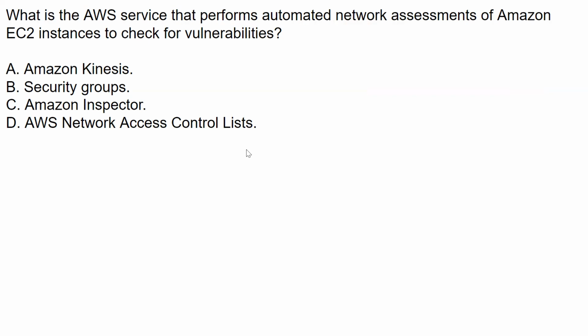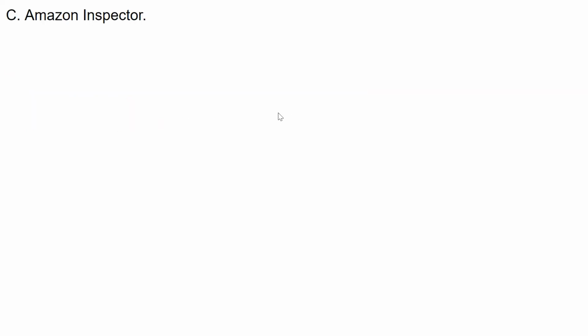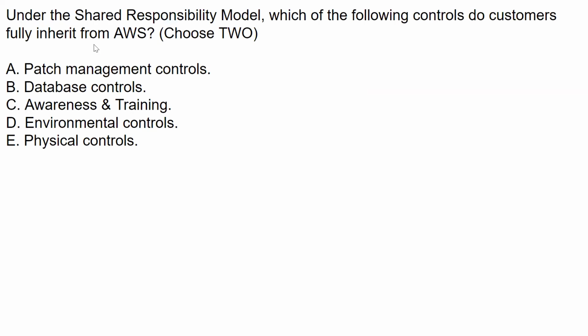What is the AWS service that performs automated network assessments of Amazon EC2 instances to check for vulnerabilities? Kinesis, security groups, Amazon Inspector, AWS Network Access Control Lists. Amazon Inspector.